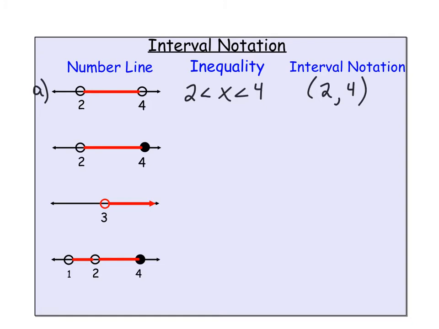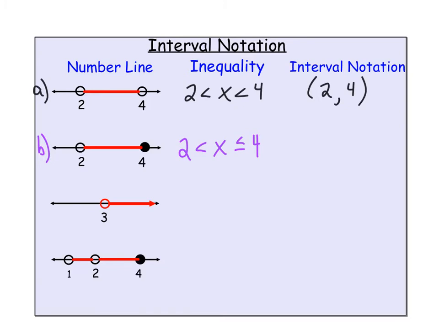Okay, part B now is similar. Let's call this one B, except what's the only difference? The 4 is colored in. That means the 4 is included. So as an inequality, it would still be 2 is less than x, but now x can be less than or equal to 4. The 4 is included in there. So the closed-in circle tells us that it's included.